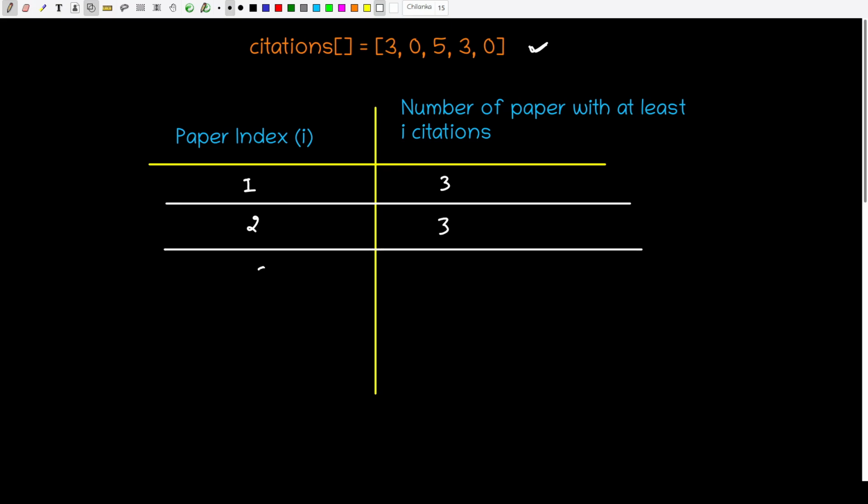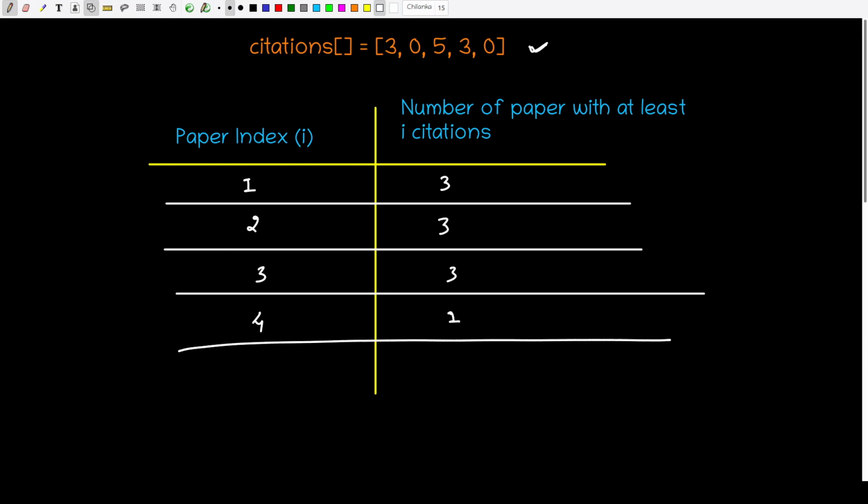And similarly, for 3 it will be 3. For paper index 4 it will be equal to 1, and for paper index 5 it will be equal to 1. And in this way this table can be populated. Now with this table we are going to find out our h index.